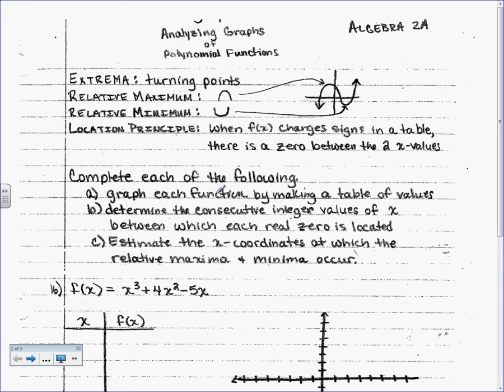Today is 5-4, analyzing graphs of polynomial functions. So yesterday, we talked about odd and even. We talked about positive, negative LC. What am I? Odd or even?